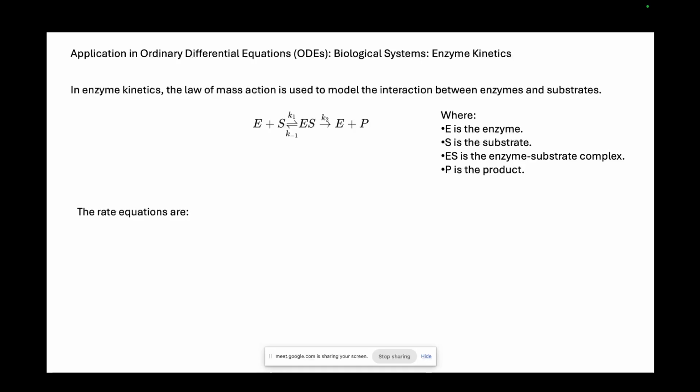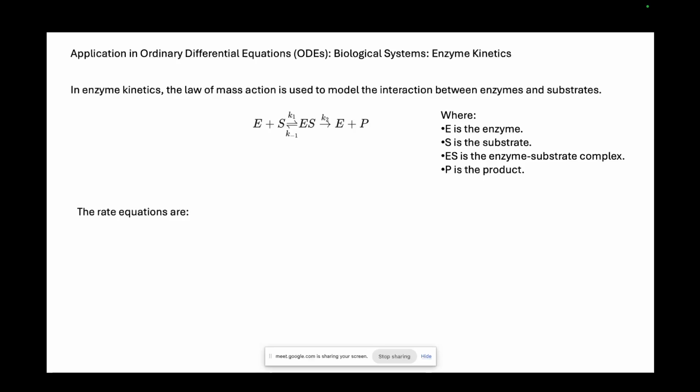So ES is basically the enzyme substrate complex, which breaks down to give you the enzyme back and the product. So the enzyme is not used up during the process, which we know because enzymes are catalysts. Basically, they do not get used up in the process, but your substrate is getting converted to a product. So two steps are there. One is formation of the enzyme substrate complex, and the second step is breaking down of the enzyme substrate complex into enzyme and product.